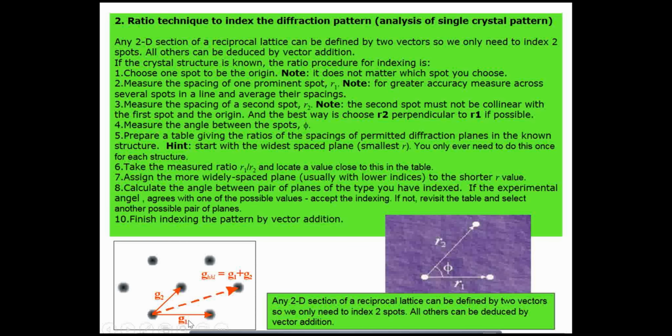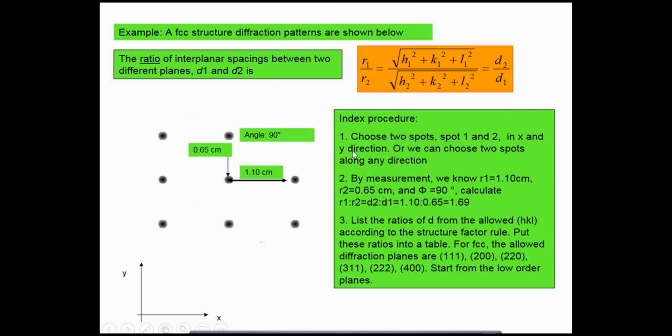Okay. Suppose you have a crystalline diffraction pattern, then how will you index these points? You can go through this write-up, or I have solved one for you. So here we have this particular diffraction pattern. How do we index it?